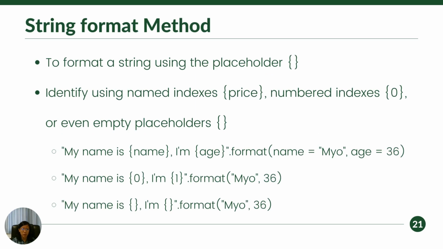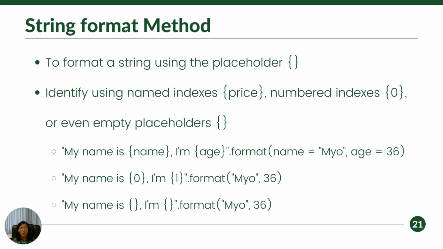The last method I want to cover here is the format method. You have used this format method earlier, especially when you want to print out a meaningful sentence. You want to combine the variable with the sentence string. We can use the format method to format a string using placeholders. The placeholder can be a name, an index number, or even an empty placeholder. What do we mean?